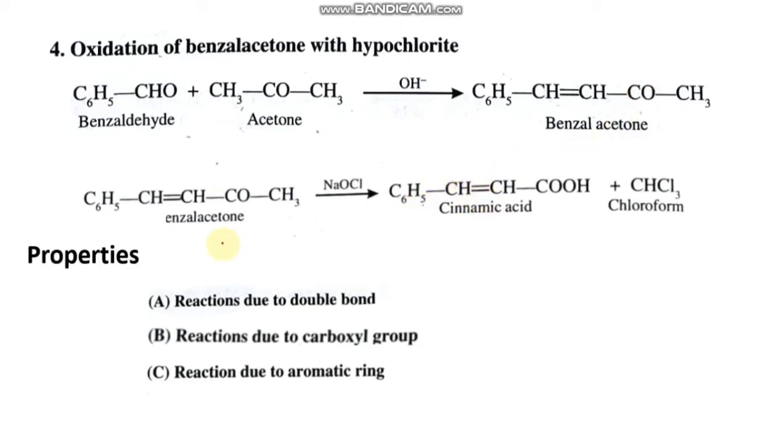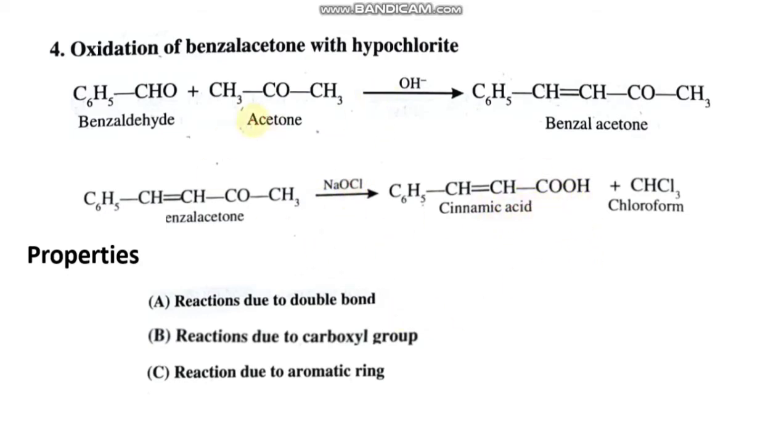This benzalacetone can be prepared by the reaction of benzaldehyde with acetone in presence of a base. We get benzalacetone. This benzalacetone can be reacted with sodium hypochlorite to get cinnamic acid.